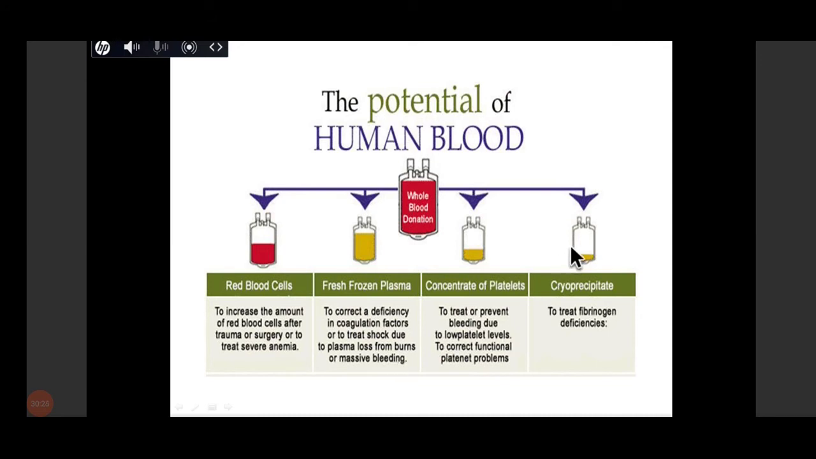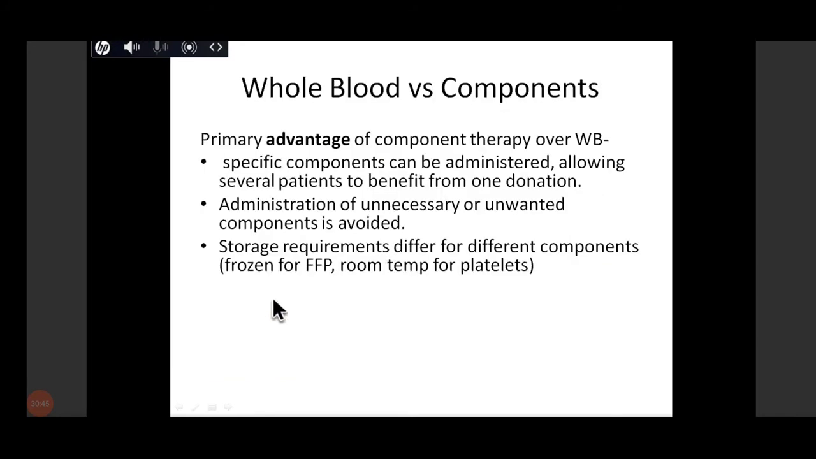Okay, so this is just a depiction of what all components we have and where they can be used. We can have cryoprecipitate to treat fibrinogen deficiency. We can have concentrates of platelets to prevent bleeding in low platelet levels. This is mainly used during dengue time. Fresh frozen plasma is used to correct coagulation factors or plasma loss from burns, and RBCs to treat anemias.